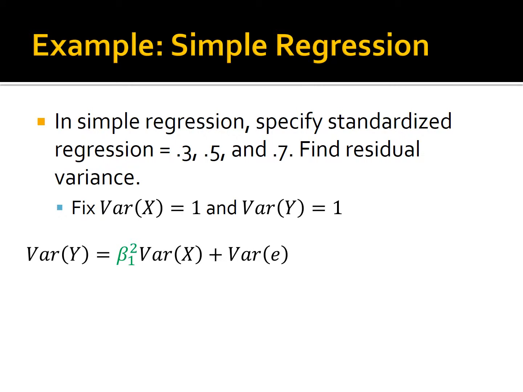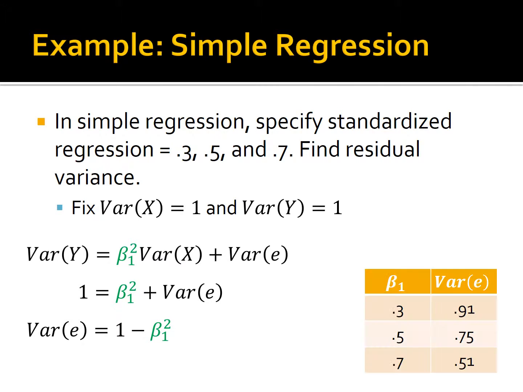So from this equation, the variance of y equals beta 1 squared times the variance of x plus the variance of the error term. The variance of y is 1, the variance of x is 1. So we have 1 equals beta 1 squared plus the variance of e. So the variance of e equals 1 minus beta 1 squared. With beta 1 equal to 0.3, 0.5, and 0.7, the variance of the error term would be 0.91, 0.75, and 0.51. We can plug this into the equation when we would like to simulate some data.